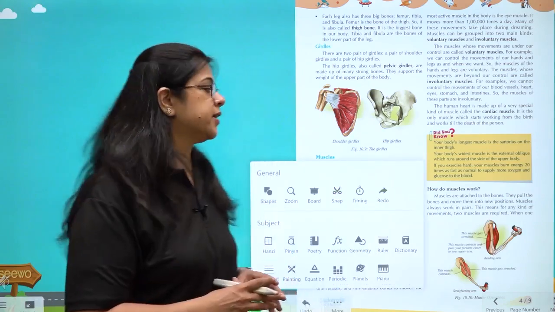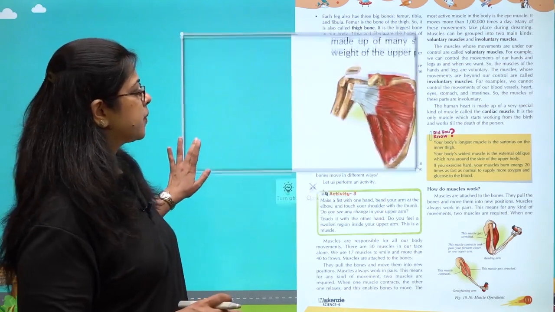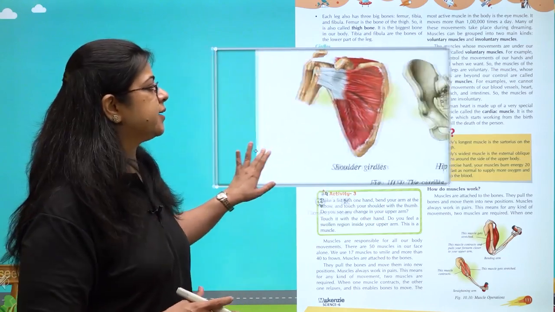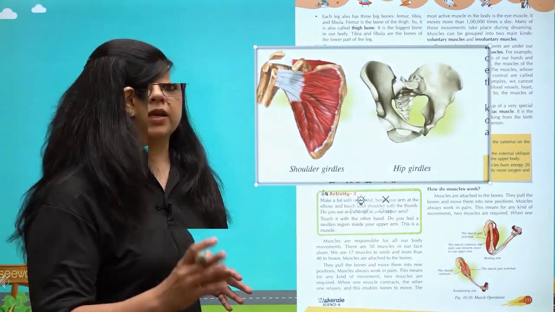The arms are connected to the backbone with the help of the shoulder girdle. Similarly, the legs are connected to the backbone with the help of hip girdle.